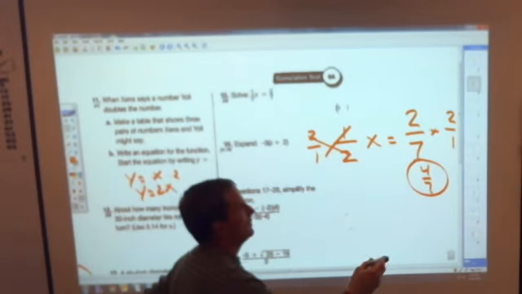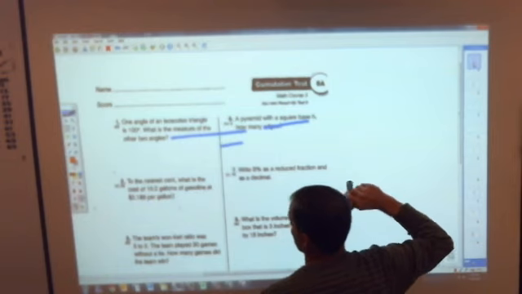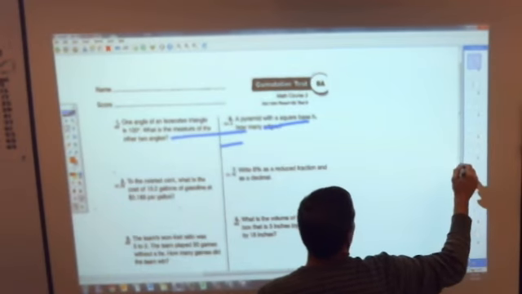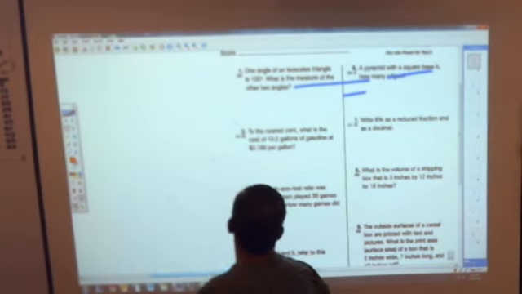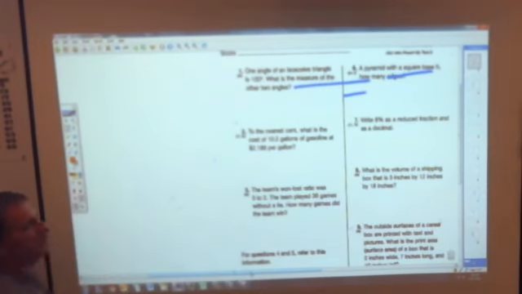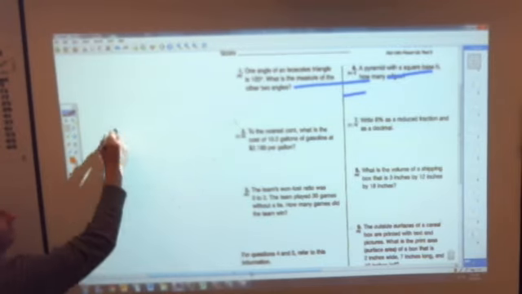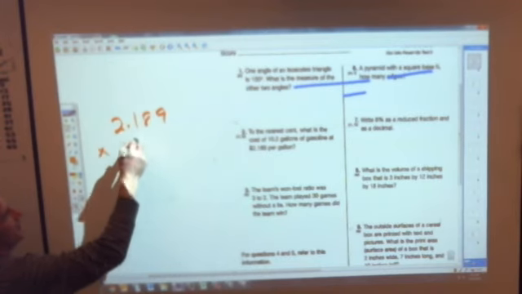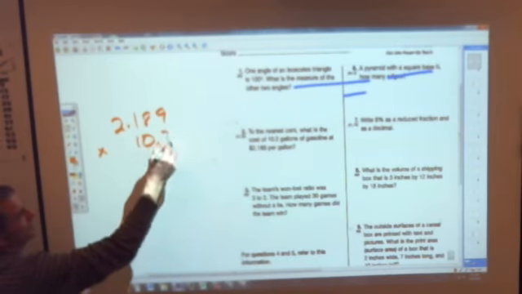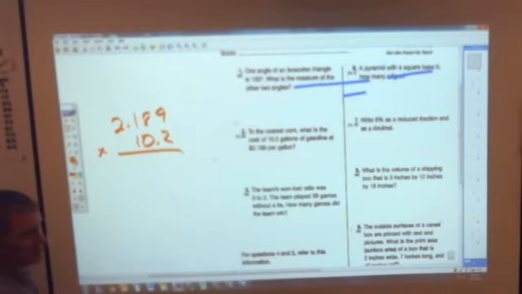Number 2? Just like the 5th time I've done number 2. Really? I have to do multiplication again? What is the cost of 10.2 gallons of gasoline at $2.189 per gallon? Did you do that multiplication, sir? 2.189 times 10.2. Did you get the right digits by chance?